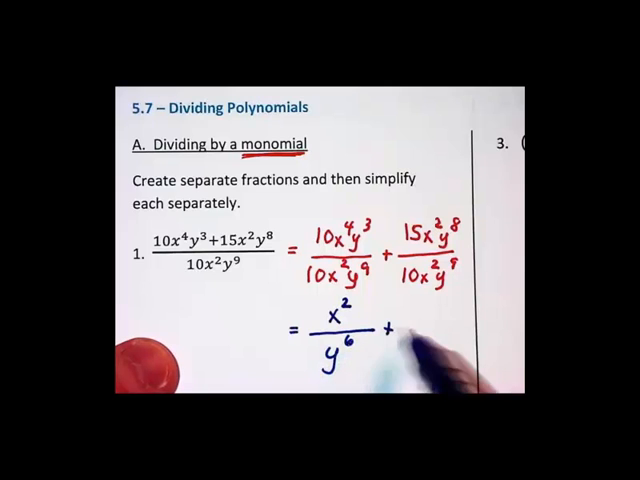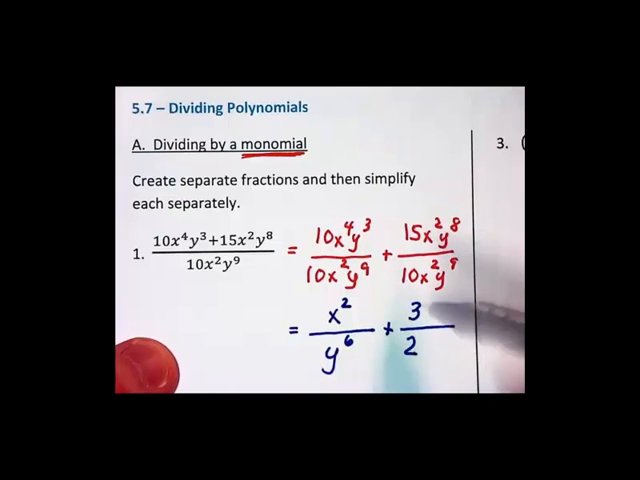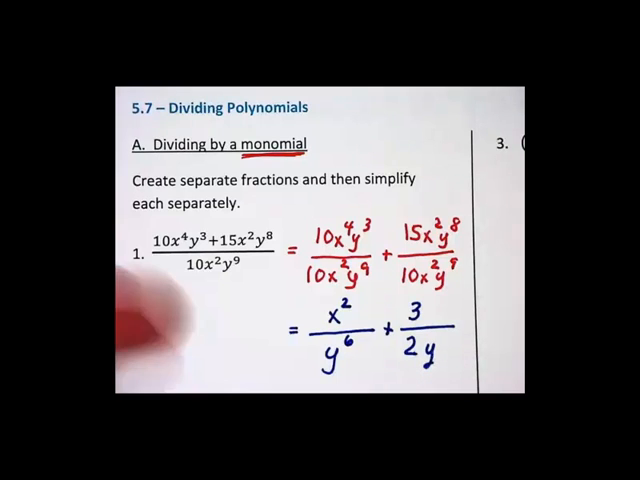For the second fraction, 15 over 10 reduces, dividing by 5, into 3 halves. The x's cancel altogether. And with the y's, there's one extra y down in the denominator at the end there. And so that would be our answer to this division problem.